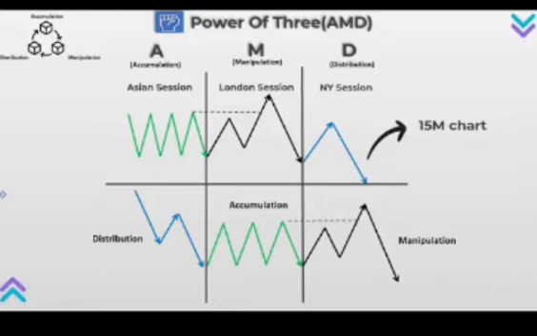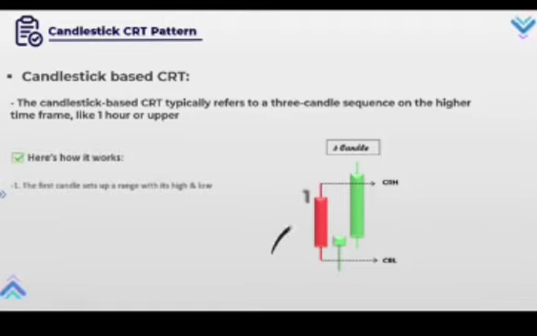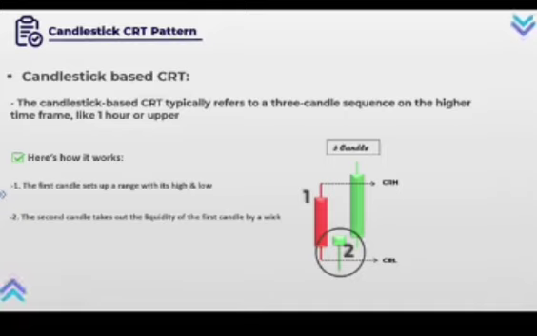So, with that in mind, let's dive into how you can identify a CRT pattern using candlestick patterns. Afterward, we'll look at different scenarios that might come up when you're trying to identify CRTs on your chart. In the bullish scenario, the candlestick-based CRT typically refers to a three-candle sequence on a higher time frame, like 1 hour or upper. Here's how it works. The first candle sets up a range with its high and low. The second candle takes out the liquidity of the first candle by a wick. The third candle breaks out of this range.